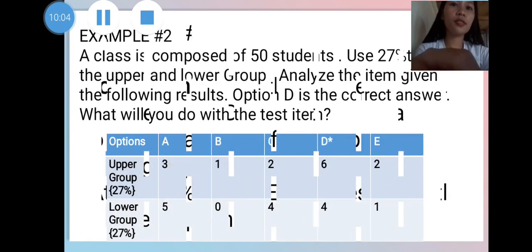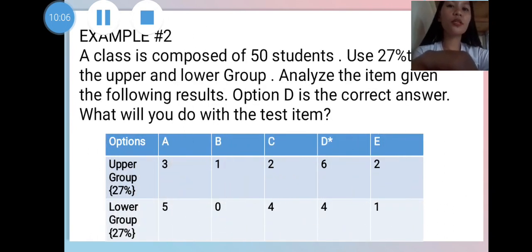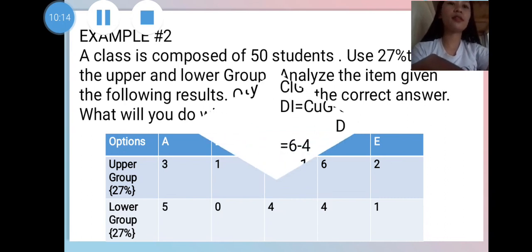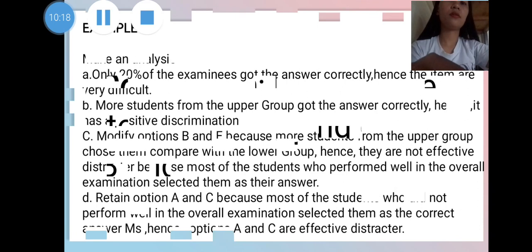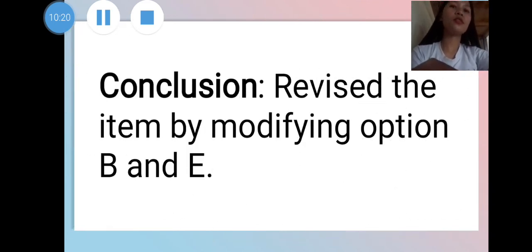Okay, so example number 2, same steps on how to get the difficulty index and the discrimination index. Okay, so in conclusion, example number 2, revise the option by modifying option B and E.